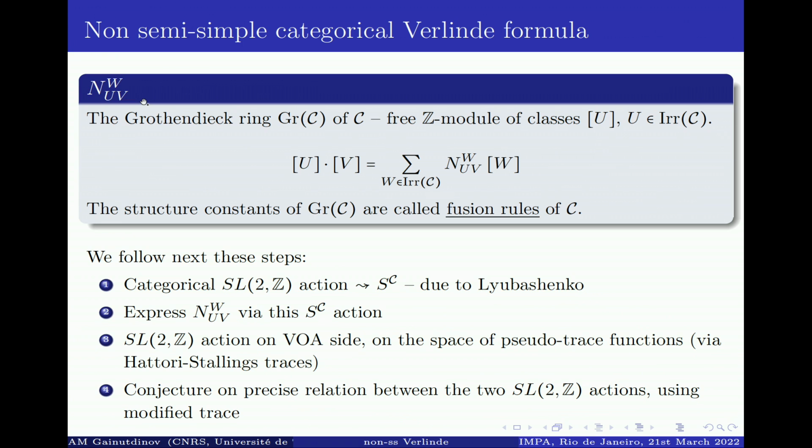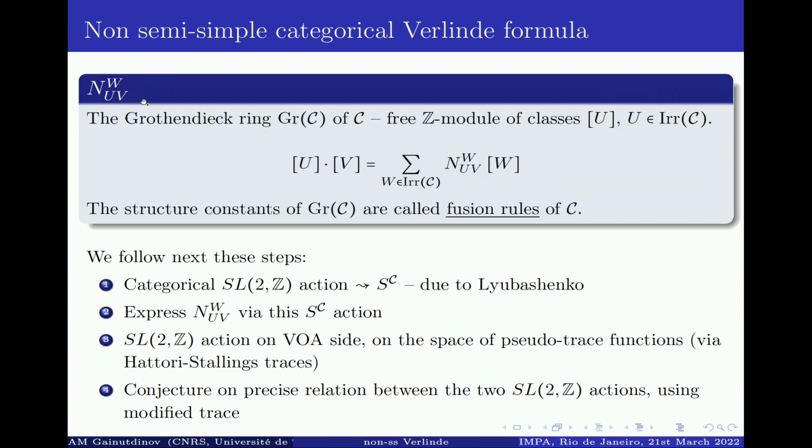And to write the Verlinde formula, I will follow the following steps. The Deriv's... remember that was an important part of the categorical SL2Z action. This action will be replaced by what was introduced by Lyubashenko. Lyubashenko generalized Deriv's notion of modular fusion category to the notion of modular tensor category, which is not necessarily semi-simple. And he already gave us a good notion of categorical SL2Z action. I will talk about it a bit later. Anyway, because of Lyubashenko, we have such a categorical S matrix in the non-semi-simple setting.